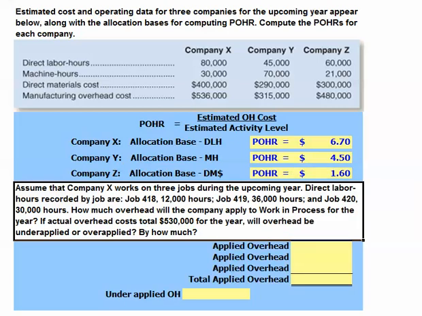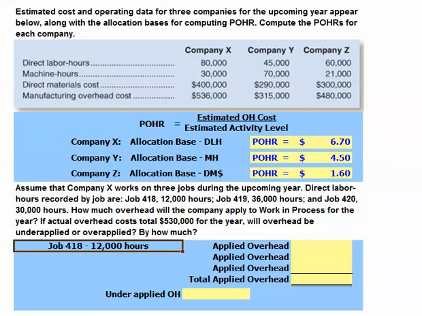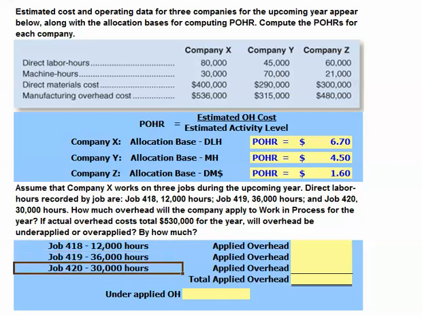Assume Company X works on 3 jobs during the upcoming year. Direct labor hours recorded by job are as follows. Job 418 has 12,000 direct labor hours. Job 419 has 36,000 direct labor hours, and Job 420 has 30,000 direct labor hours. Compute the total amount of manufacturing overhead applied to work in process during the period, and if actual overhead costs are $530,000, will overhead be over or under applied, and by how much?